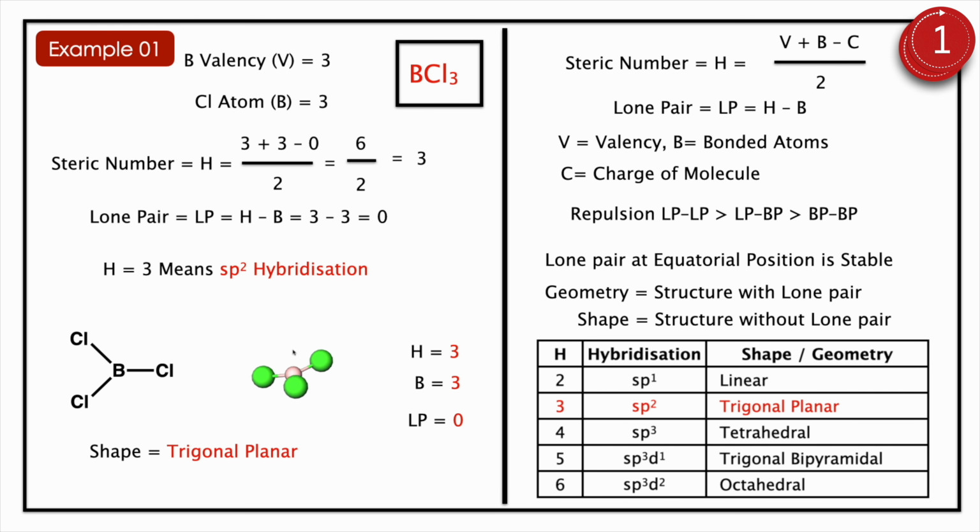H is 3, meaning sp2 hybridization. sp2 hybridization means trigonal planar. No lone pair is there, 3 bonded atoms, no lone pair, means trigonal planar. You can clearly see all 3 atoms in the corners of a triangle. It is a planar structure. In the 3D animation, you could see it very clearly. So, the shape of BCl3 is trigonal planar.